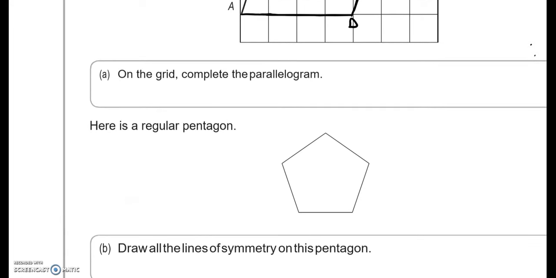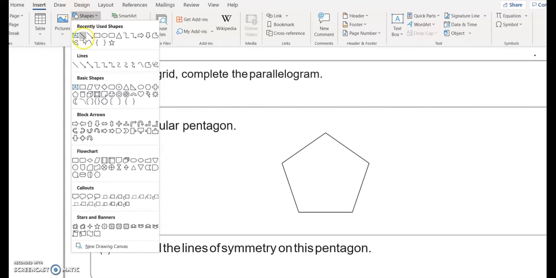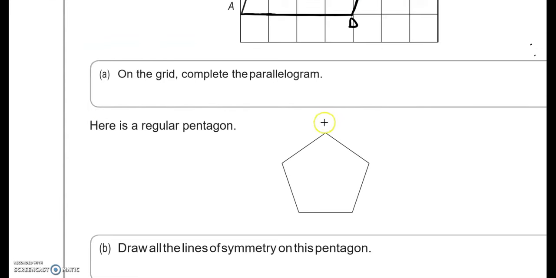Here is a regular pentagon. Draw all the lines of symmetry on this pentagon, and that's what I'm going to do. So I'm going to use the computer, but you could easily do it on paper as well with just a ruler and a pencil.